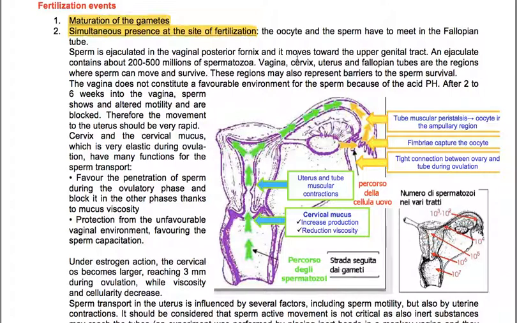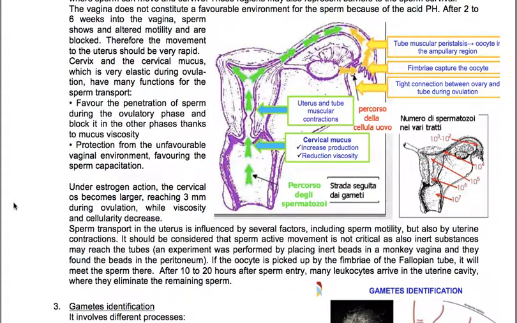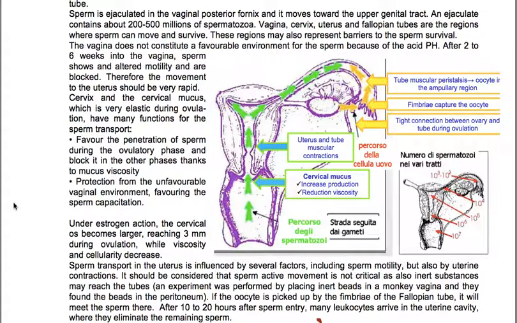Cervix and the cervical mucus, which is very elastic during ovulation, have many functions for the sperm transport. They favor the penetration of sperm during the ovulatory phase and block it in other phases thanks to mucus viscosity. Protection from the unfavorable vaginal environment, favoring the sperm capacitation. Under estrogen action, the cervical os becomes larger, reaching 3 mm during ovulation, while viscosity and cellularity decrease.